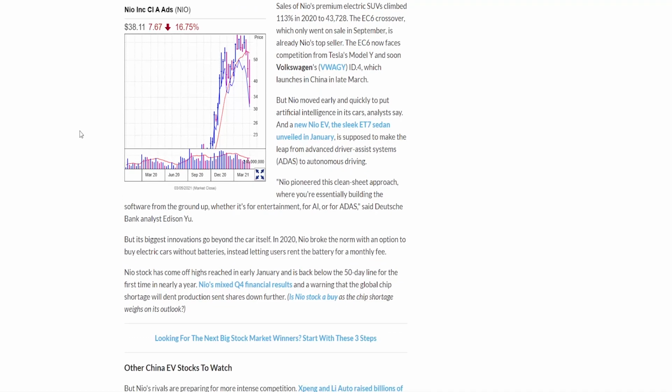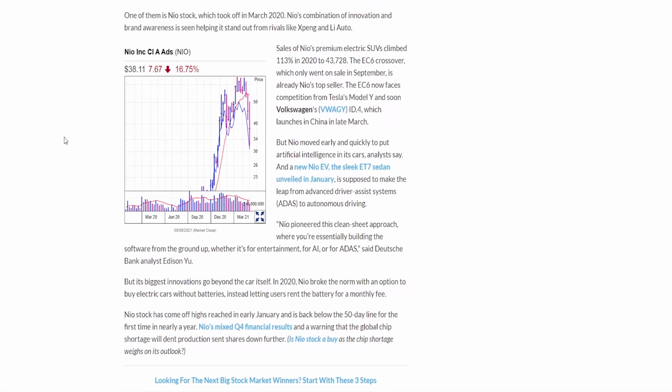However, NIO came with a very groundbreaking innovation. They broke the norm with an option to buy electric cars without batteries, instead letting users rent the battery for a monthly fee. This is what I like, that they have something unique, that it's not just copy paste, but each company has something specific, something unique, which I like about them.